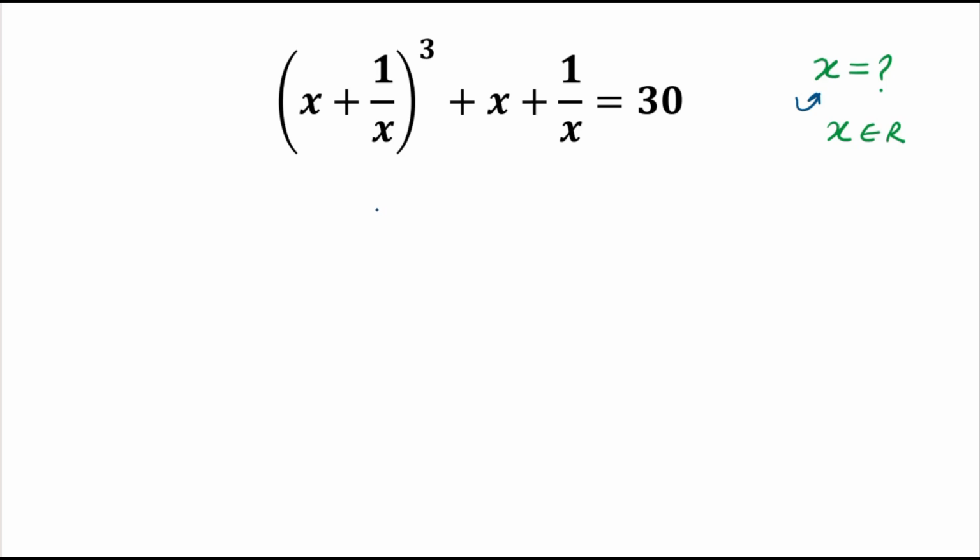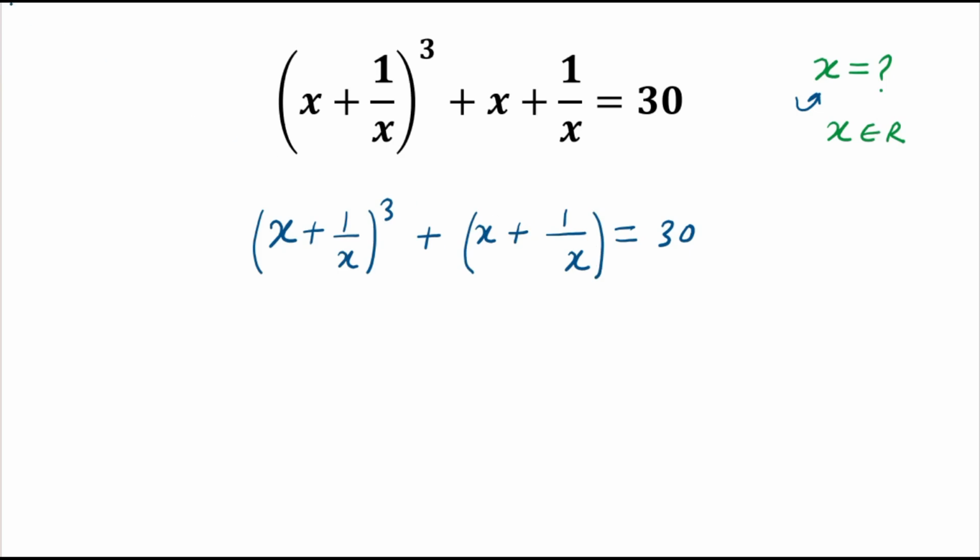Now let's start the solution of this question. Here (x + 1/x)^3 + (x + 1/x) = 30. Look carefully, here x + 1/x and here x + 1/x. So we will substitute x + 1/x = m. Then m^3 + m = 30.